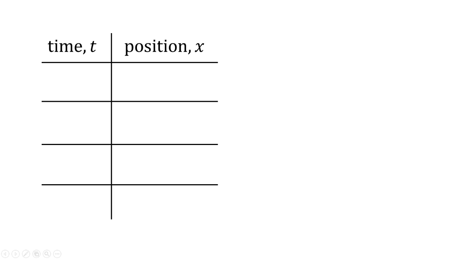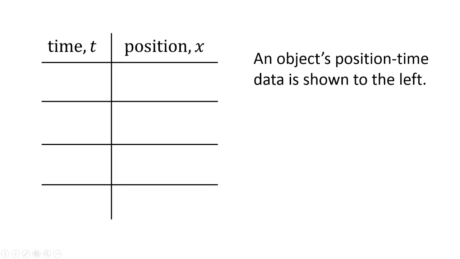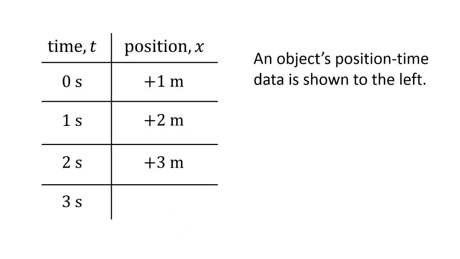Now we're going to take a time position table. We've worked with this before in our lab, but now we're going to start to answer questions on these. So it says an object's position time data is shown to the left. When the stopwatch shows 0 seconds, the position, the location on the x-axis, is 1 meter. When the stopwatch shows 1 second, the object is located at the position of +2 meters on the x-axis. At 2 seconds, the position is 3. At 3 seconds, the position is 4 meters.